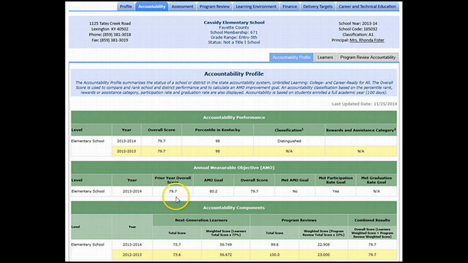And it looks to me like Cassidy got close, but did not meet every one of those goals. They did have enough students participating in the test, however. There weren't students that were being exempted from the test. And this shows you how the state calculates that combined score for accountability purposes.